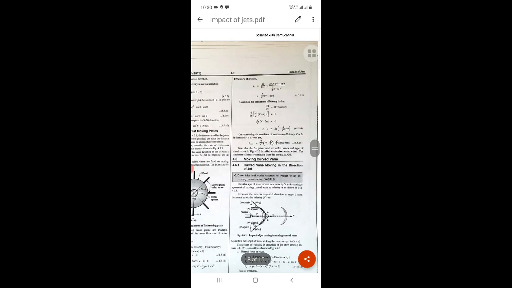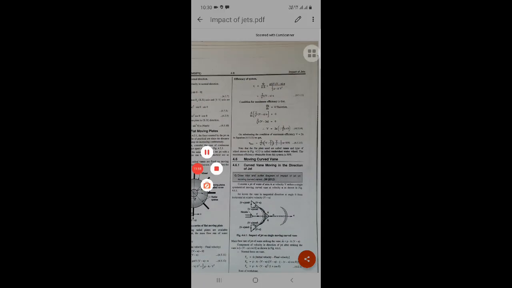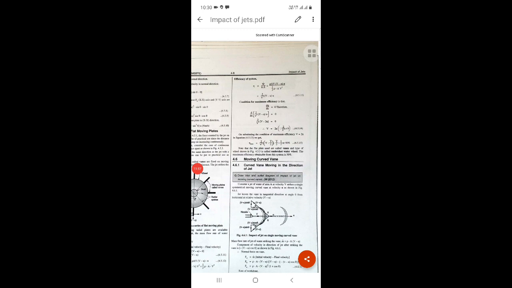Next, work done. Work done is equal to force into displacement, so rho A V (V minus U) into U. Kinetic energy supplied is half rho A V cube. With the help of that, efficiency is work done upon kinetic energy, so rho A V (V minus U) U upon half rho A V cube, which is 2 (V minus U) U upon V square.